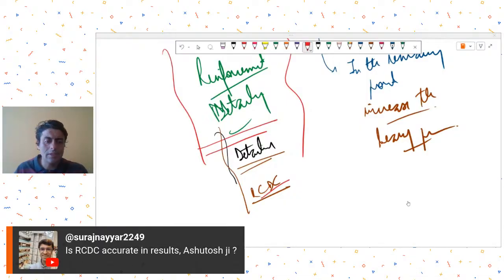Mr. Suraj is asking, is RCDC accurate in results? Yes, it is. We have done one course on RCDC where we have explored in depth all the things RCDC is doing, and it does a good job. You may use RCDC for your projects, provided you give all the inputs appropriately. It has some problems for steel structures having column concrete pedestals. Over there, it has some bugs, but otherwise, it's quite good.